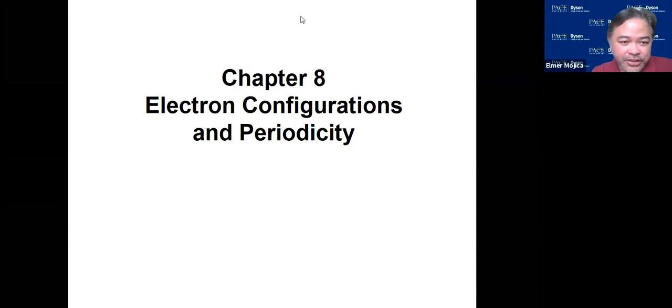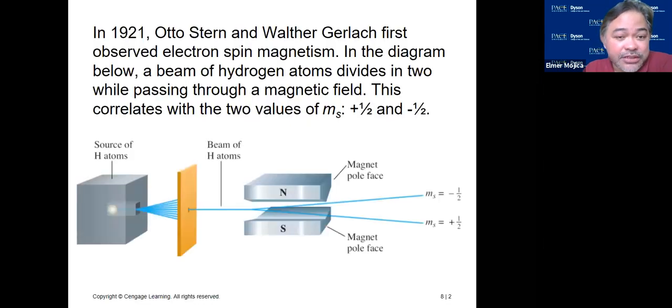Here we have electron configurations and periodicity. The information from chapter 7 is very informative and linked directly to chapter 8. Remember the spin quantum number? How did they know that it is a positive 1/2 and a negative 1/2? They knew it because they studied it.